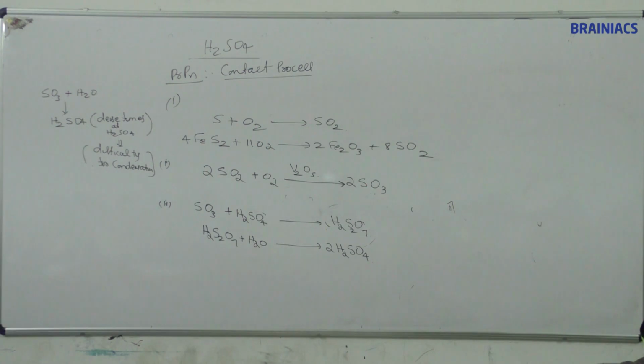Second step, catalytic oxidation of SO2 into SO3. Okay, that is 2SO2 plus O2 gives 2SO3 in the presence of vanadium pentoxide.